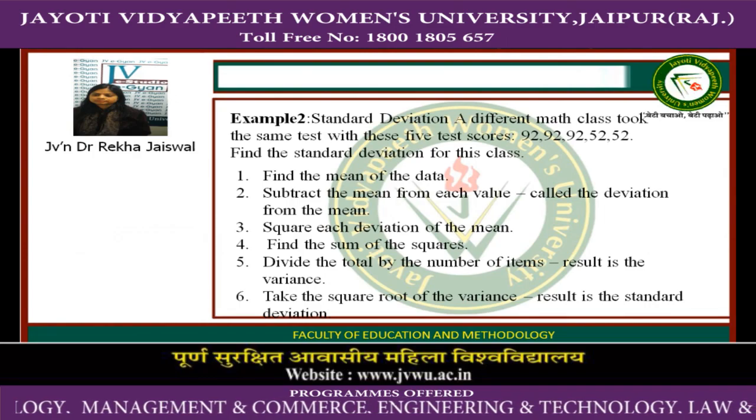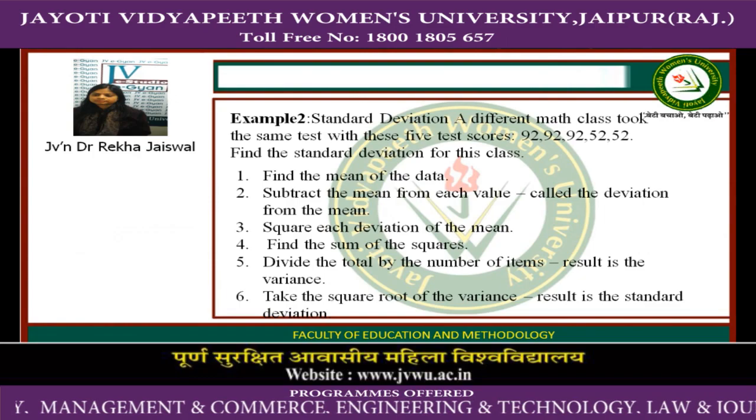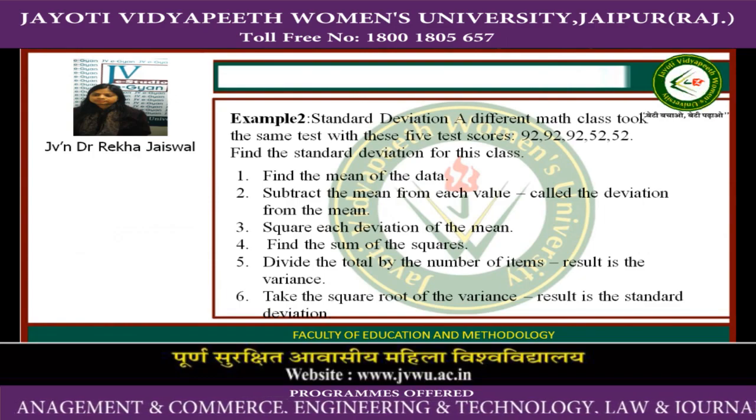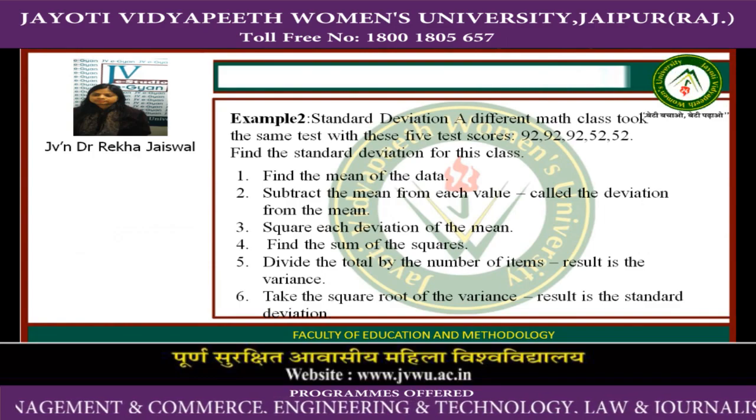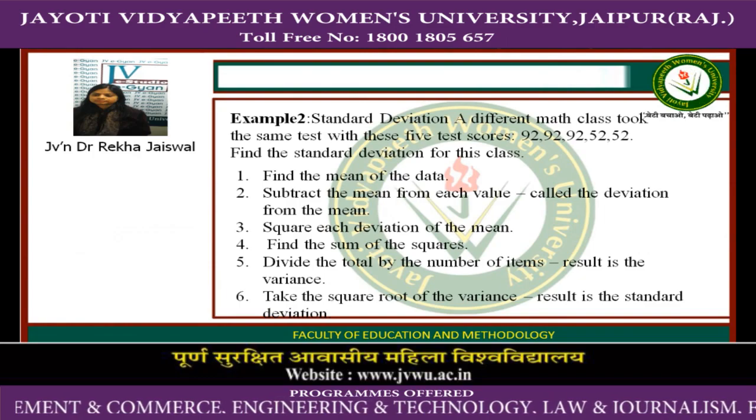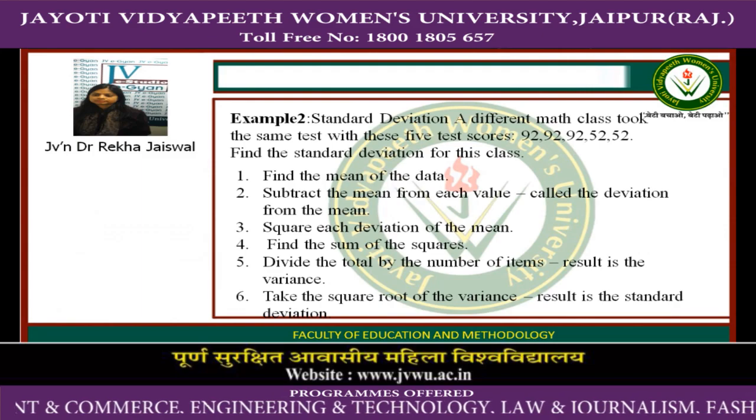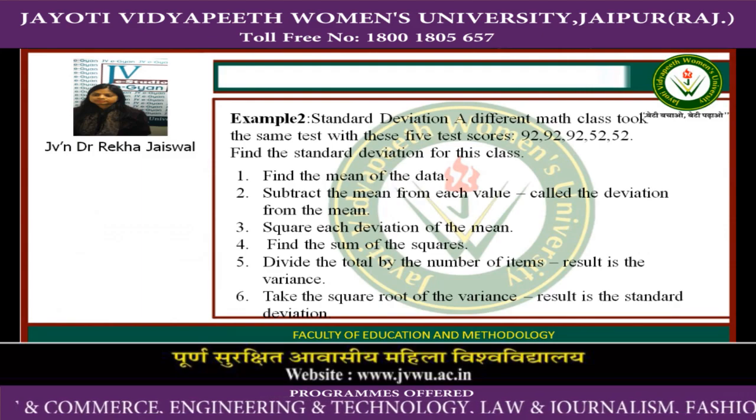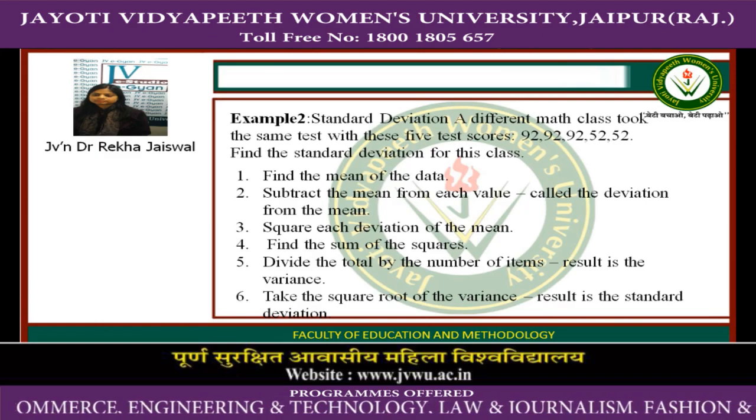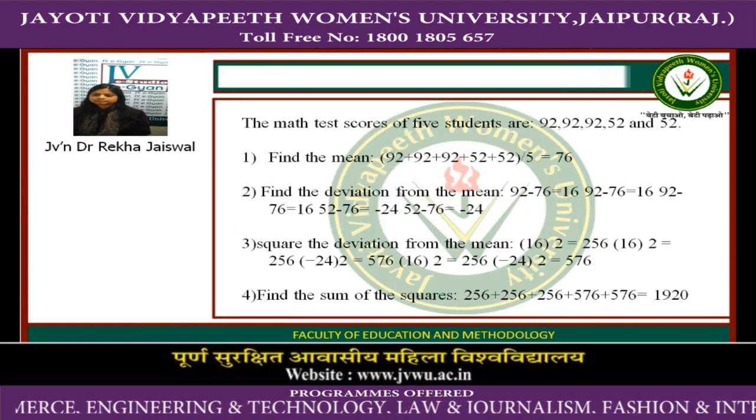Second example of standard deviation: a different math class took the same test with these 5 test scores. Find the standard deviation for this class. These are the same steps for calculating the standard deviation of this data. Find the mean of the data, subtract the mean from each value, calculate the deviation from the mean, square each deviation from the mean, find the sum of the squares, divide the total by the number of items, and the result is the variance. Take the square root of this variance, and the result is the standard deviation.